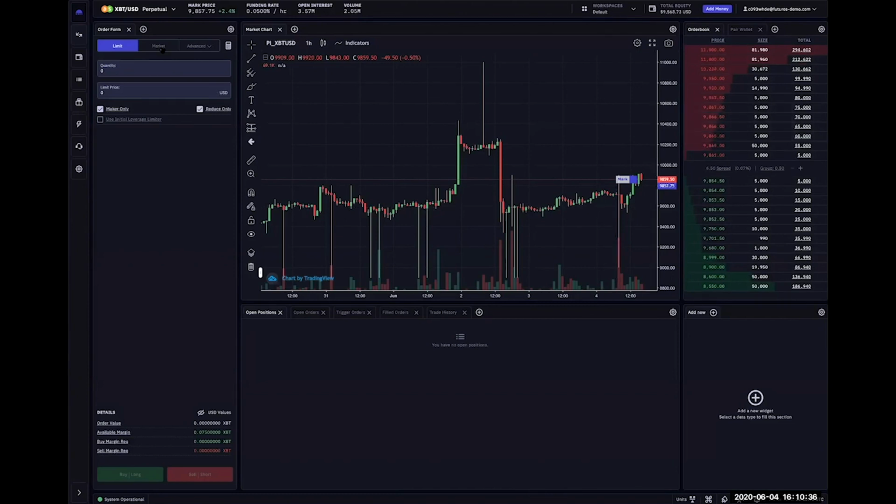So there are two main ways that traders will enter into a position: a limit order and a market order.